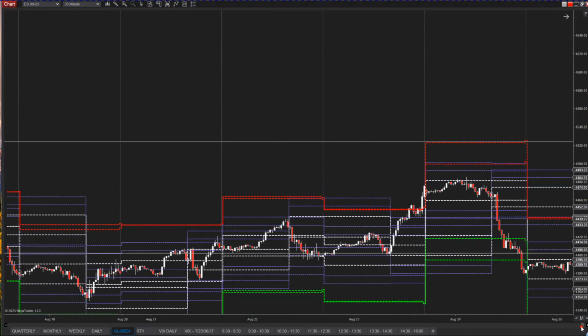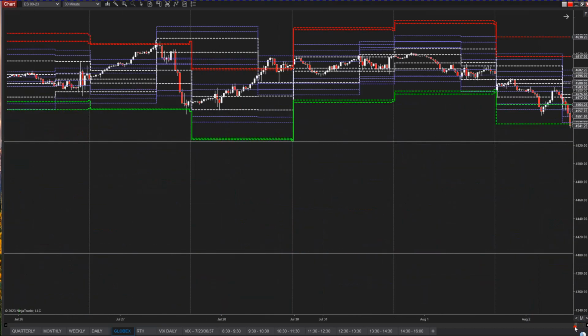The closer that a Globex 3 is to the daily 3, and sometimes they're sitting right on top of each other. You see it went right to the daily 3 and then bounced. Here it went, broke the Globex 3, went to the daily 3, rolled over. See how this works?